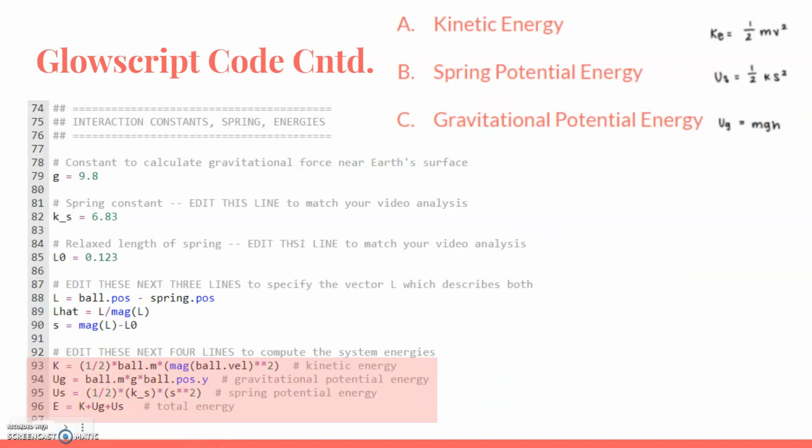You can see in the highlighted portion of this GlowScript code the 3 equations used to calculate kinetic, spring potential, and gravitational potential energy. So you can see that the kinetic energy is 1/2 the mass times the velocity squared. The spring potential is 1/2 the spring constant times s squared, which is the length that the spring has been extended past its original length. And then you can see that the gravitational potential is the mass times gravitational constant, 9.8, times the position of the ball.